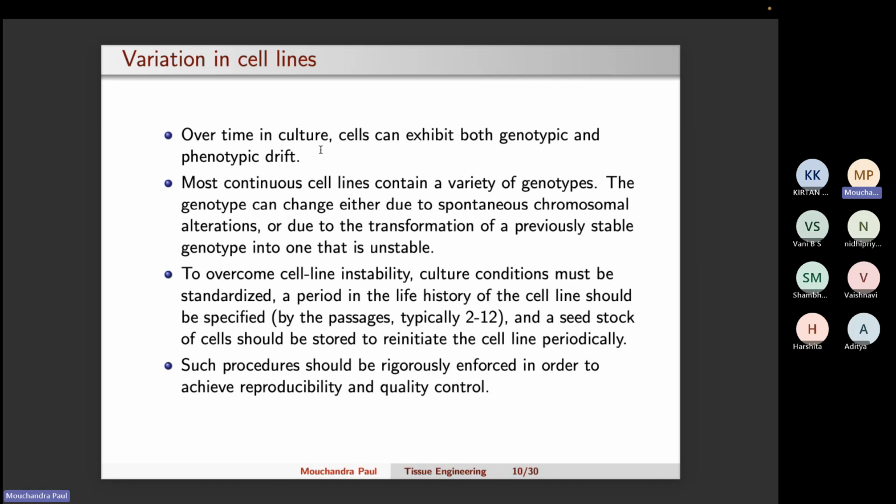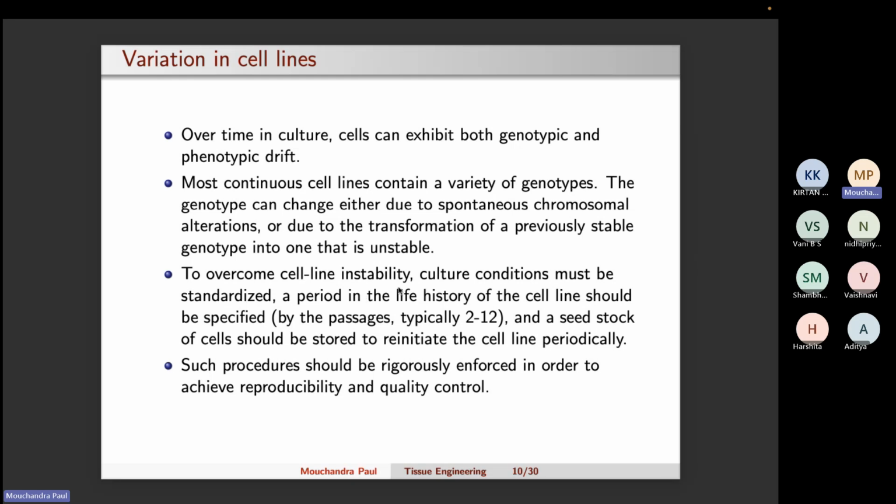Over time in culture, the cells can exhibit both genotypic and phenotypic drift. Most continuous cell lines contain a variety of genotypes. The genotypes can change either due to spontaneous chromosomal alterations like aneuploidy, where there's a gain or loss of chromosome, or due to transformation of a previously stable genotype into one that is unstable.